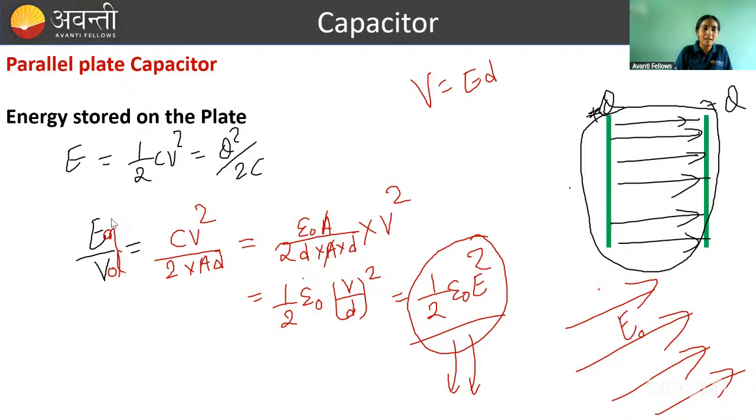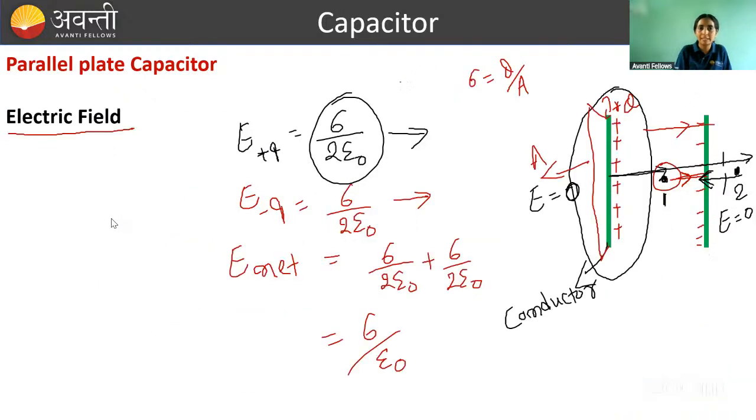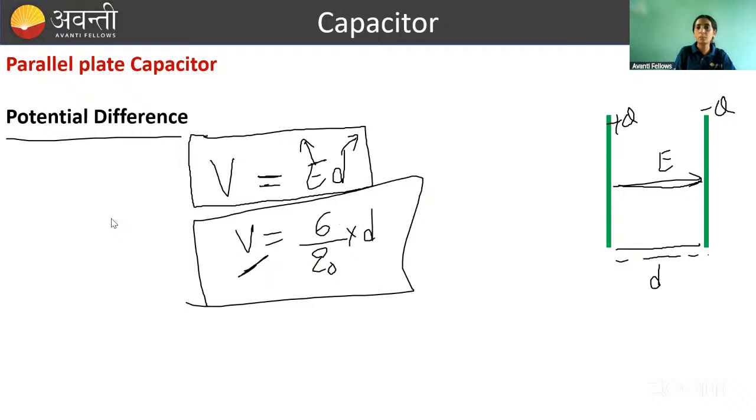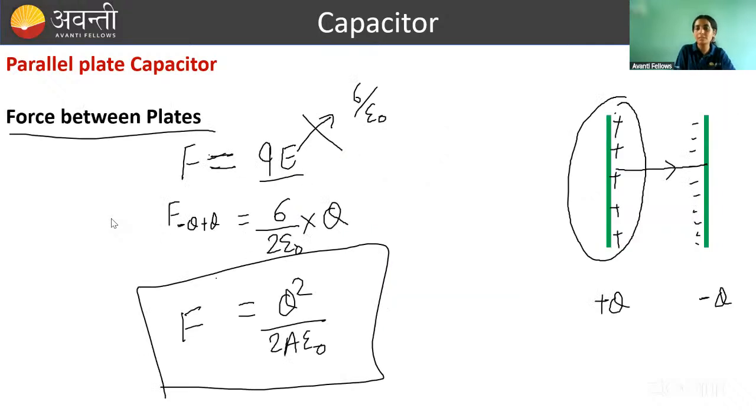So if you get asked like for parallel plates, let's revise things. What is the electric field between the plates of capacitor? Sigma by epsilon naught. Outside it's zero always. What is potential difference? Ed, that is sigma by epsilon naught into d. What is capacitance? Epsilon naught A by d, not depending on Q and V, only on geometry and media. After that, we learned what is the force between plates, Q square by 2A epsilon naught.